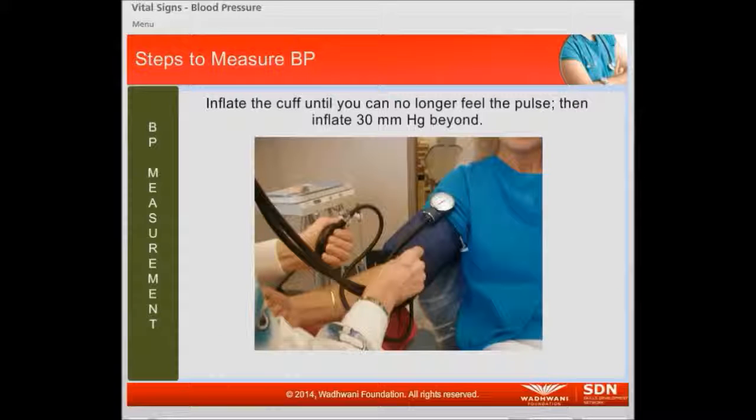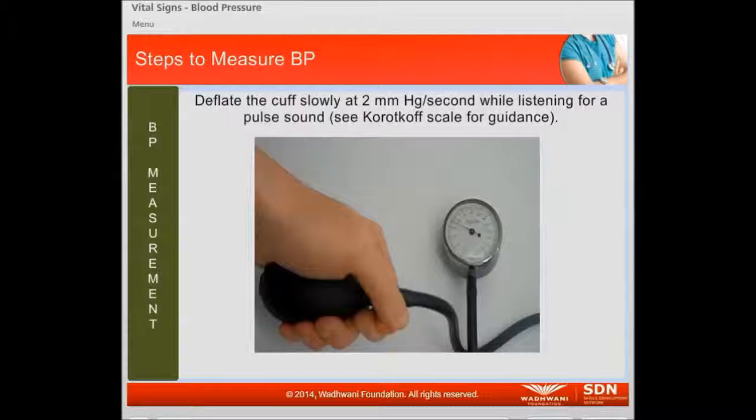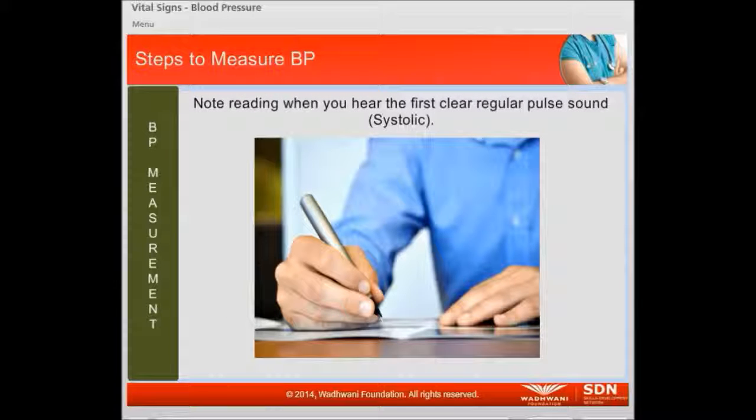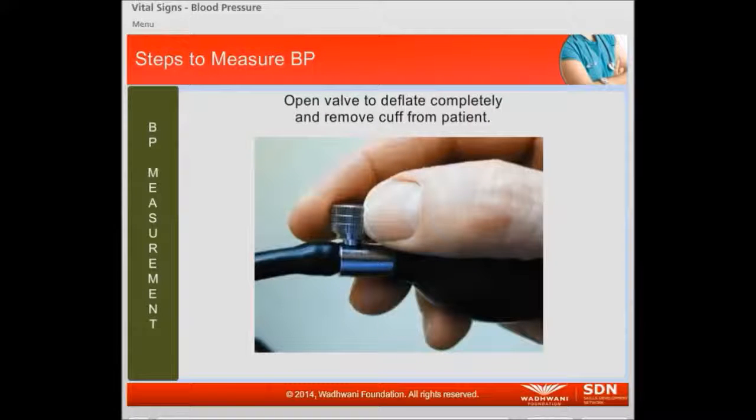Then inflate the cuff until you can no longer feel the pulse and inflate to beyond 30 millimeters of mercury. Deflate the cuff slowly at 2 millimeters of mercury per second while listening for a pulse sound. See Korotkov scale for guidance. Note reading when you hear the first clear, regular pulse sound, systolic. Continue listening until the sound disappears. Note this reading, diastolic. Open the valve to deflate completely and remove the cuff from the patient.